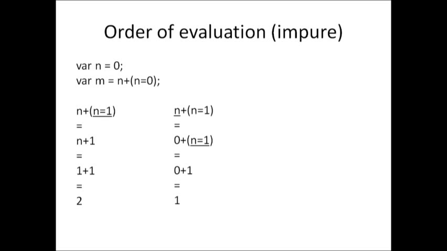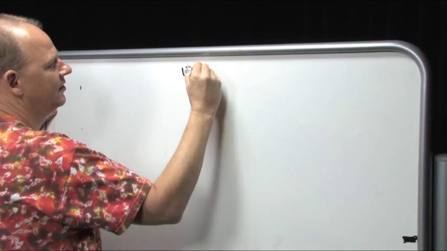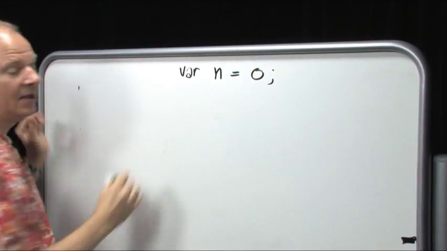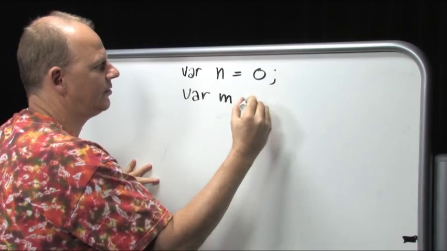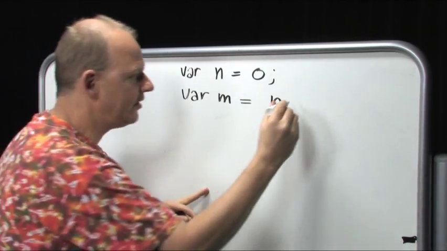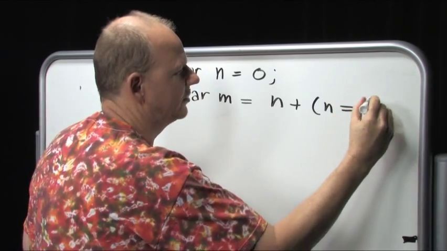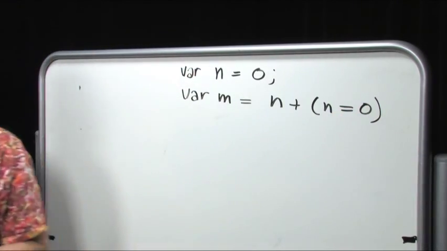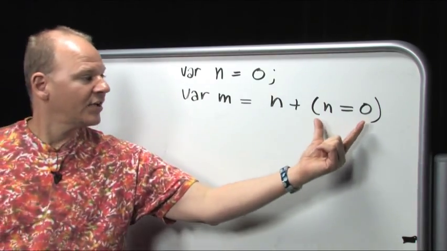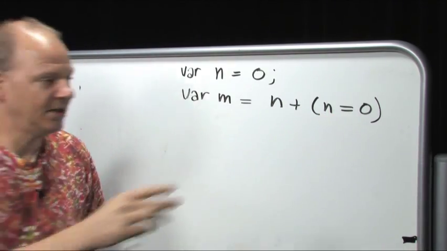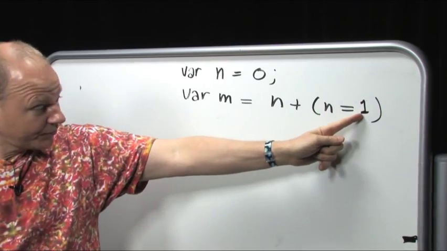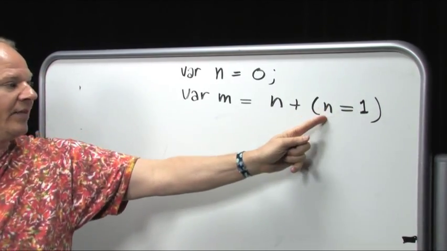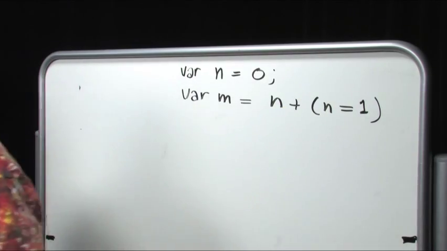Let me write the code here on the whiteboard. So we start here with a variable var n equals 0. And what we're going to do is we're going to execute this assignment here. M equals n plus n becomes 0. And here I'm using assignment as an expression that as a side effect assigns 1 here to n and then returns 1. So it's a side effecting expression.